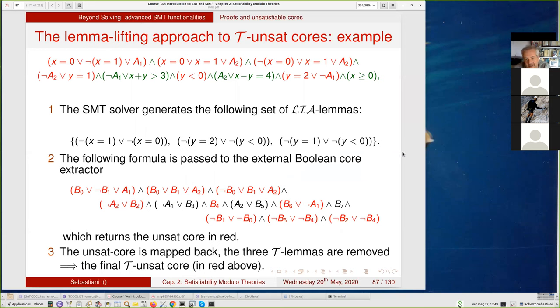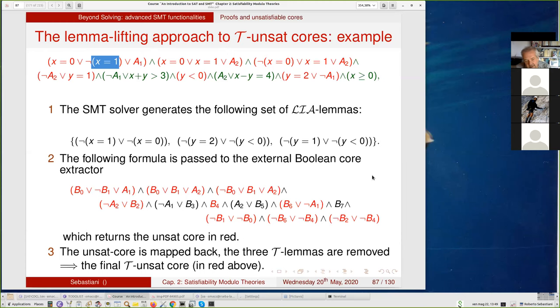Okay, so again, if you have the same formula as before, the SMT solver generates the following set of theory lemmas. Remember that x equal one is incompatible with x equal zero, that y equal two is incompatible with y smaller than zero, and that y equal one is incompatible with y smaller than zero. Then you pass the following formula to the external Boolean solver: the original formula, where you label those lemmas with the atoms B0, B1, and so on.